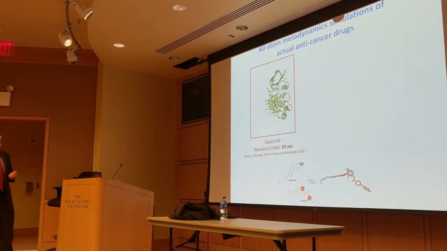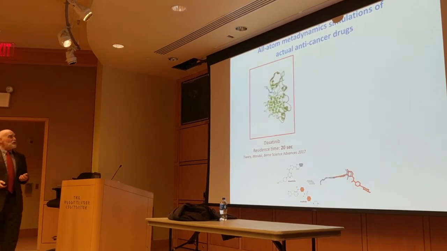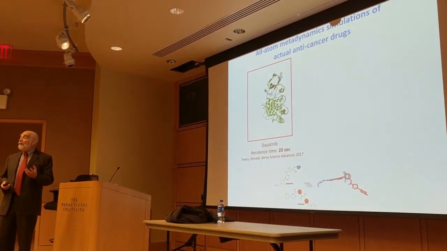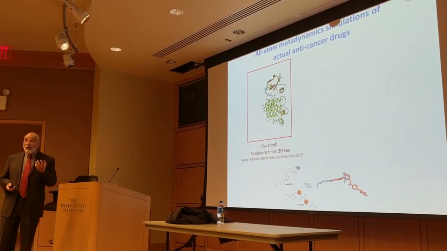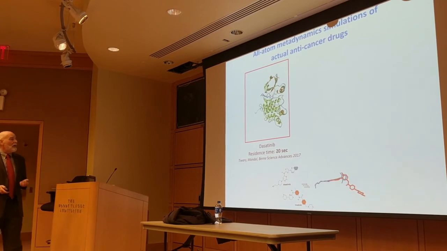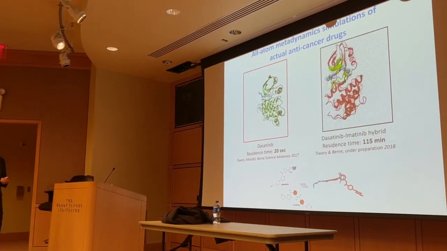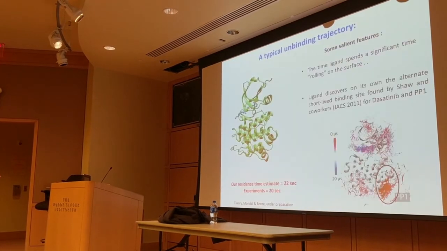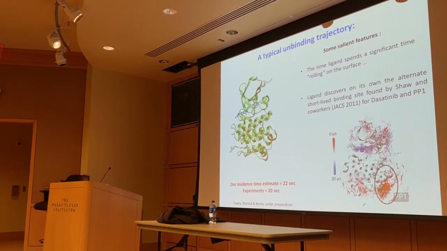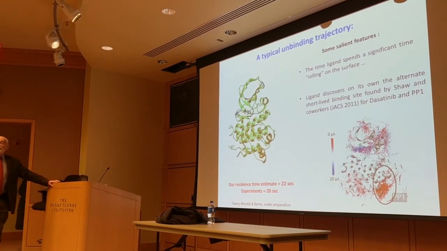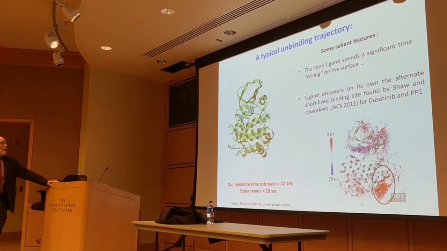And we looked at the actual unbinding rates, and we're able to get really good, surprising lifetimes for the residence time. I don't know if I have much time. I was going to go through all of this, and I'll just leave it at that. But here's a typical unbinding trajectory using this method.